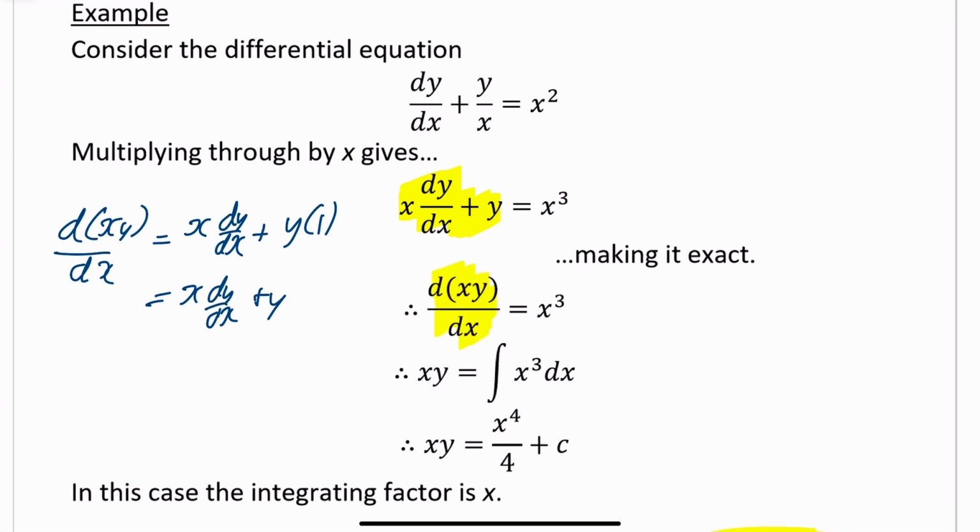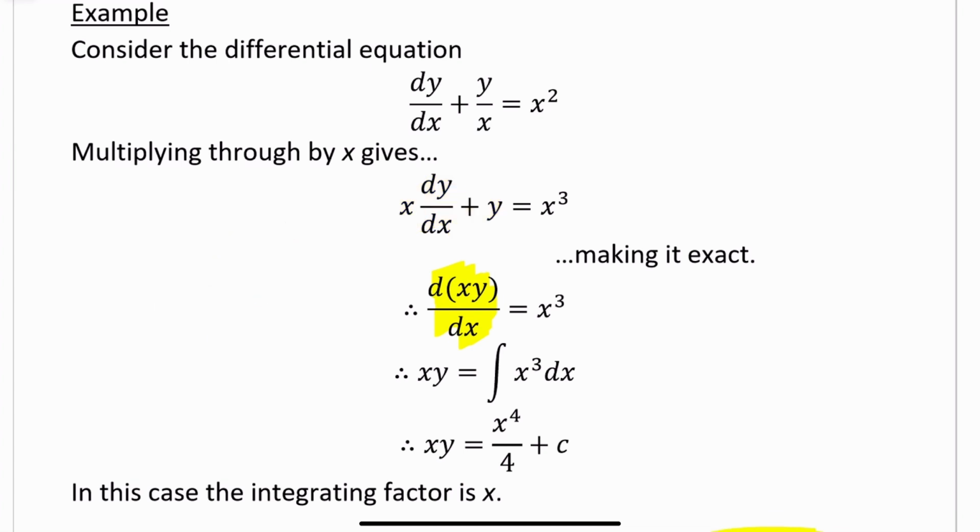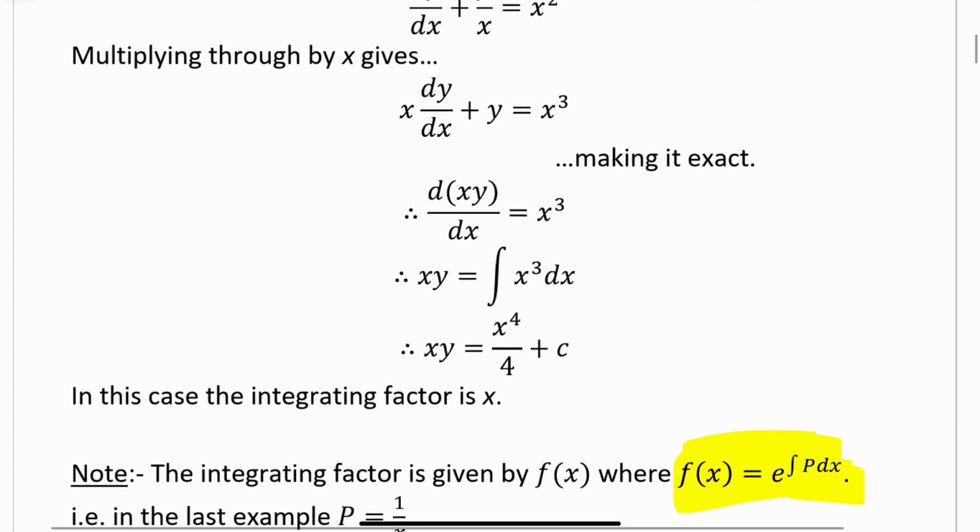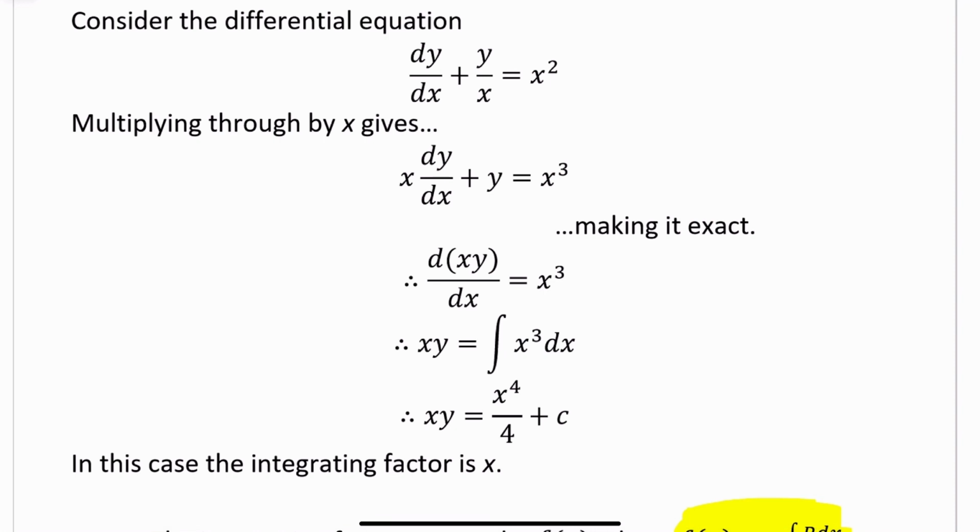What you go on to do then, in your next line, is integrate both sides. If you integrate d(xy)/dx, you'll just get xy. If you integrate the right-hand side, it's just the integral of x³. Then that becomes xy = x⁴/4 + c. And then you could go on and make y the subject if you really wanted to. In this case, the integrating factor is x, and that was because, remember, we had to multiply through by x to make it exact.